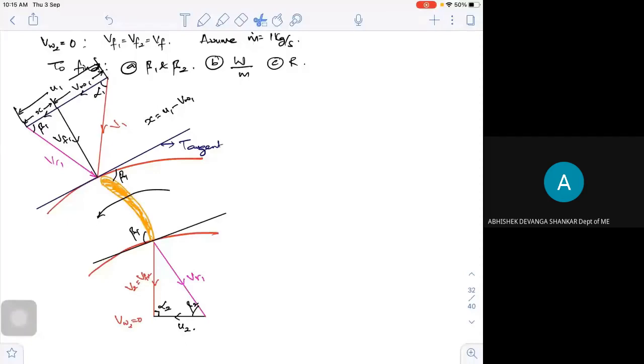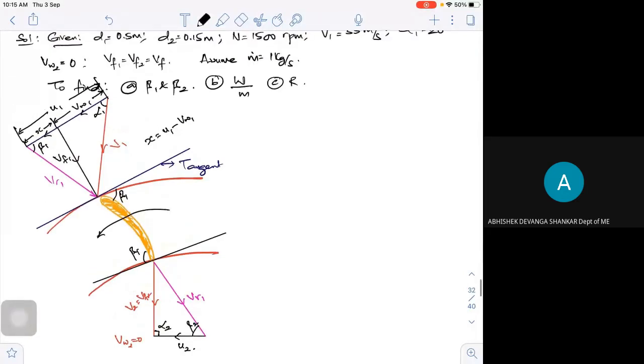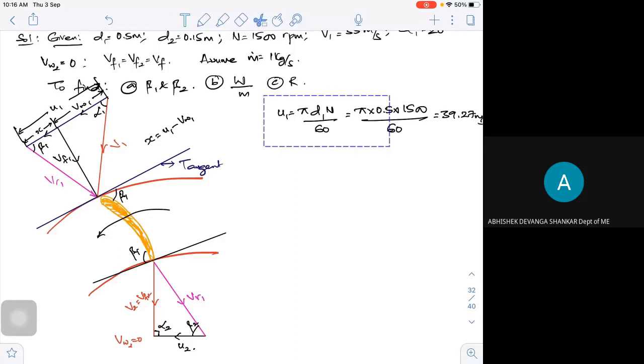If it is clear, then I'll proceed. Yeah, fine, it looks clear. So once you draw the velocity triangle, let's do the calculations. You have the peripheral velocities. So U1 is equal to pi D1 N by 60. D1 is 0.5, so I can write pi into 0.5 into 1500 divided by 60. So I'll be getting 39.27 meters per second.